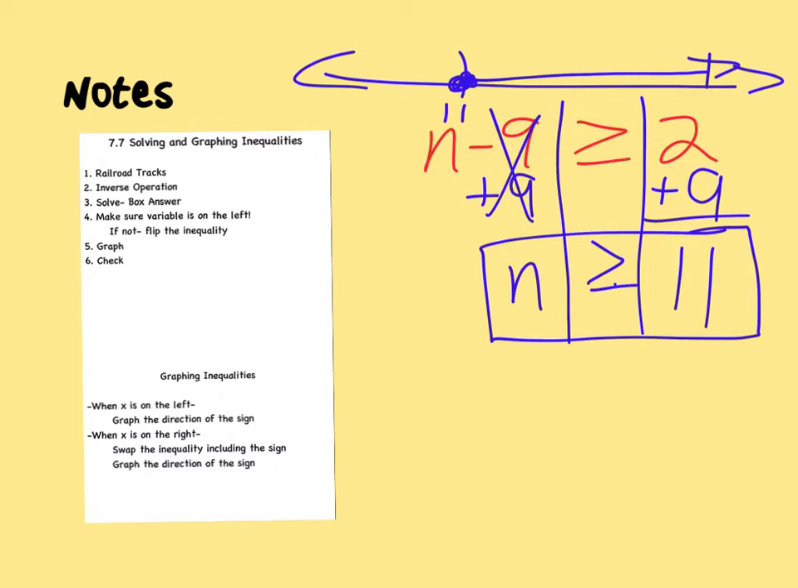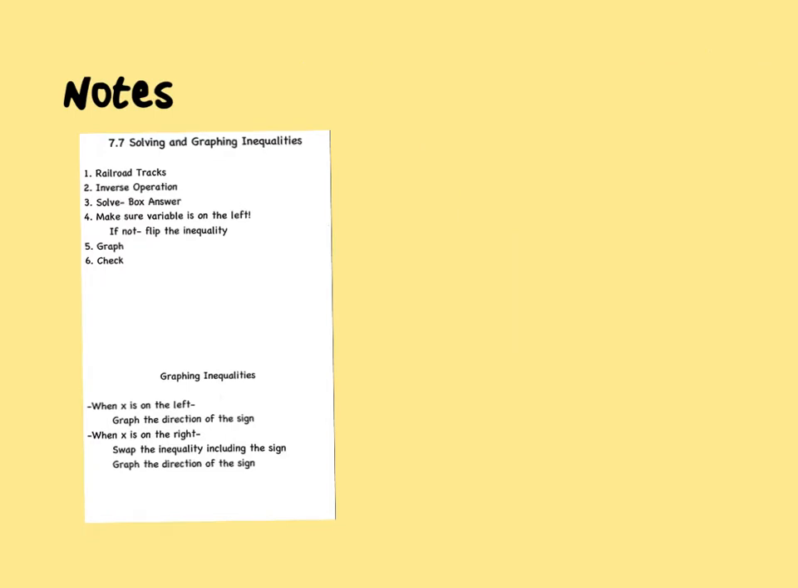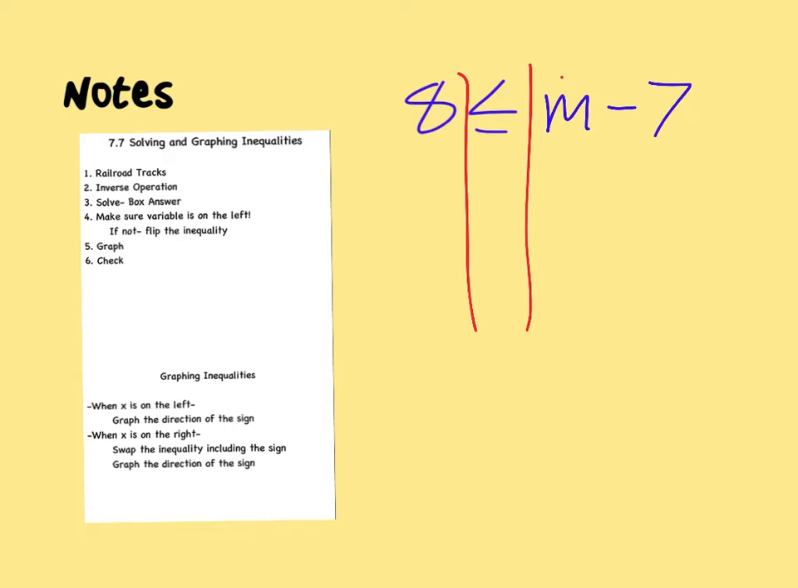Okay, now that we've seen one where the variable is on the left-hand side, I'm going to erase this really quick. And let's look at one where the variable is on the right-hand side to see what the differences are. Okay, so here is an inequality that has the variable on the right-hand side. So we're going to solve this just the same way that we always solve equations and other inequalities. So there's our railroad track. We want to get the variable by itself. We're going to add 7 to both sides. That gets rid of it. We're left with m. We add 7 here, which is 15.